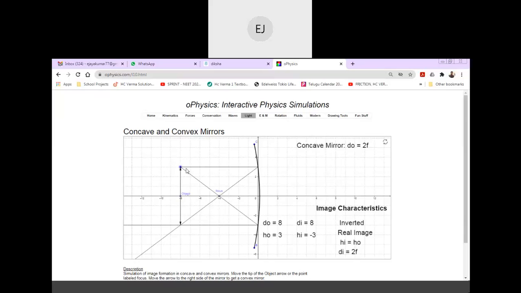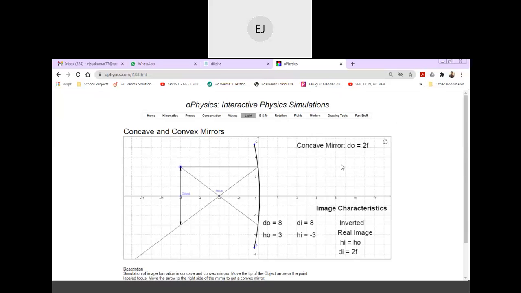Shreya, you are telling something? You are telling something, Shreya? No, sir. Yeah, fine. Yes, Sai Krishna.